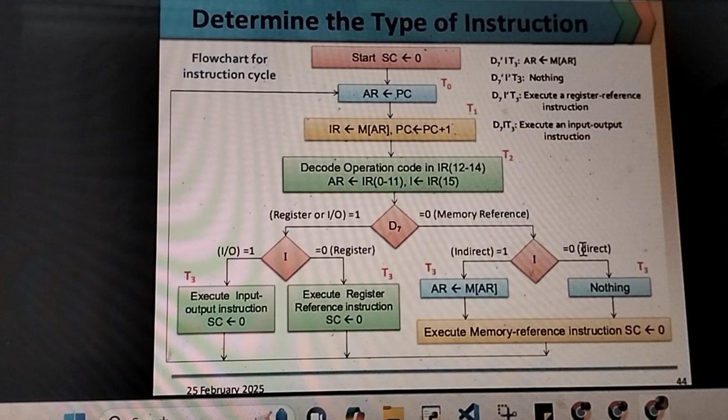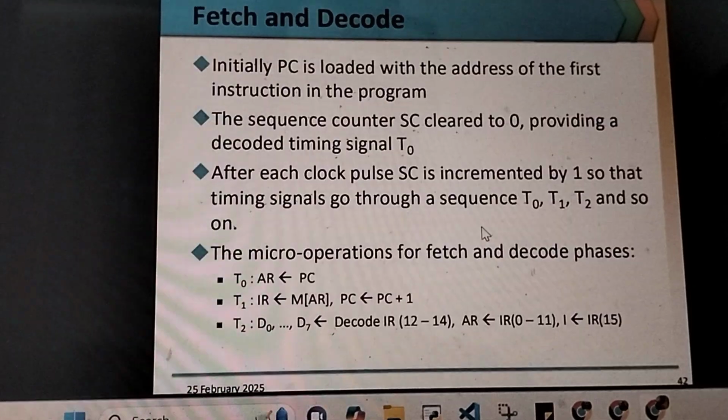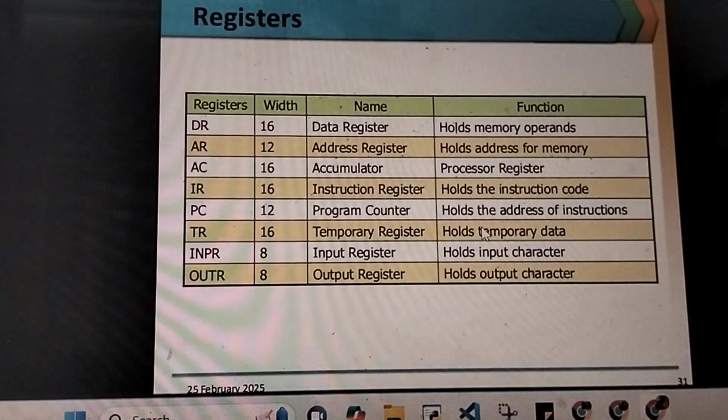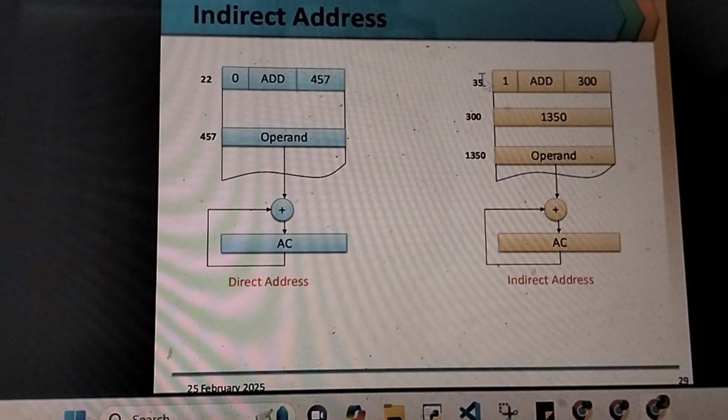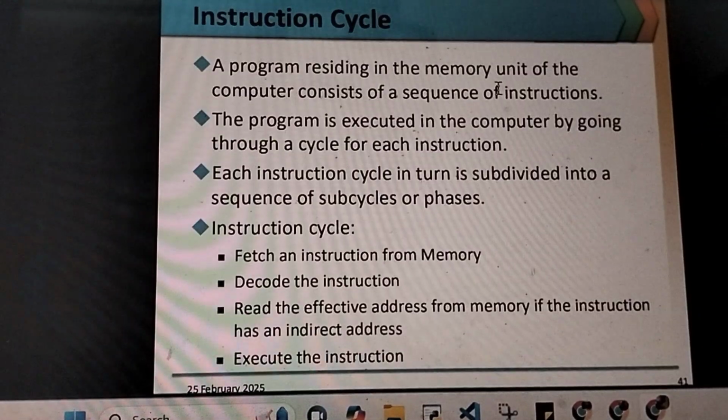Similarly, if it was a main memory task, again you look at the I bit. If the I bit was a 0, it means direct addressing. If it was a 1, it's indirect addressing. This is what we looked at in one of the previous slides. This one. So if the I bit is a 0, it's direct. If it's a 1, indirect. This is what we looked at.